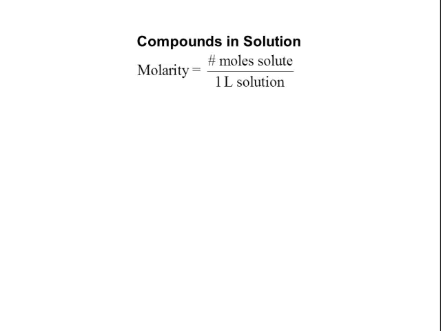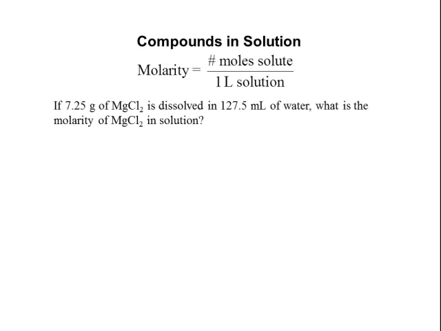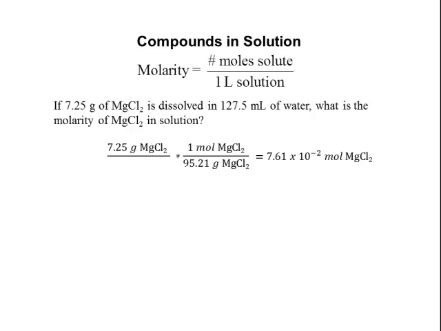Okay, so we can calculate molarity of solutions by determining those moles and the volume. So if I have 7.25 grams of MgCl2 dissolved in 127.5 milliliters of water, I want to know what's the molarity of the MgCl2 solution. Well, first I want to get my number of moles of solute. My solute's the MgCl2, so I need to convert that to moles. Take my grams, use the molar mass, convert it to moles.